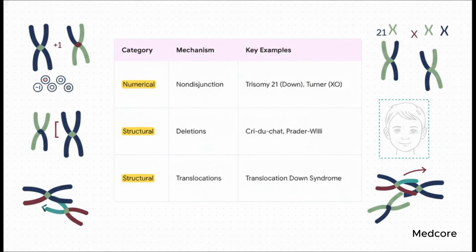The count is wrong. This is almost always caused by non-disjunction, and it gives you things like Down syndrome, Edwards, Klinefelter, and Turner. Bucket number 2 is structural errors. The count is right, but a chromosome is physically broken. That's where you find deletions, like in Cri-du-Chat, or translocations, which we saw can also lead to Down syndrome.